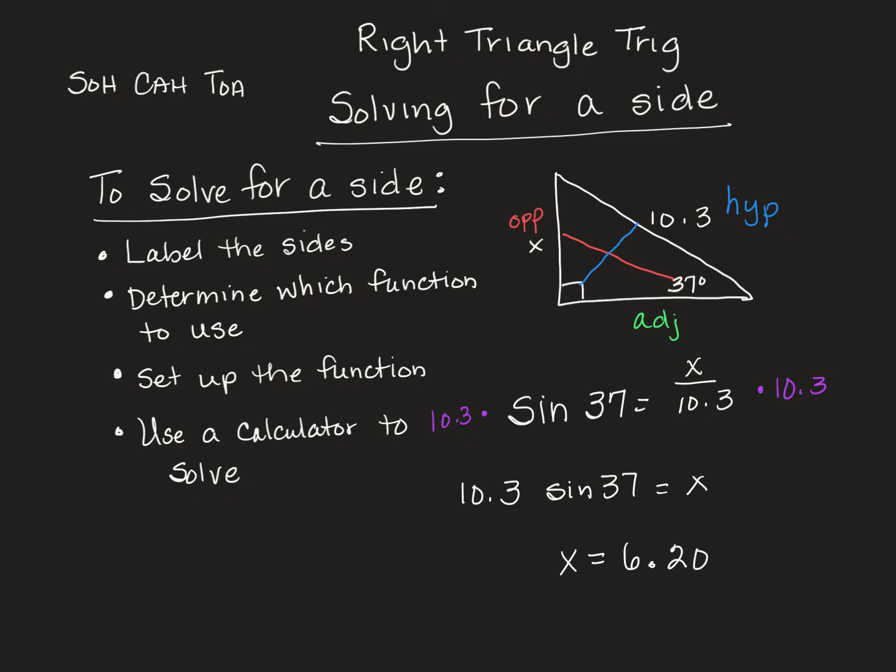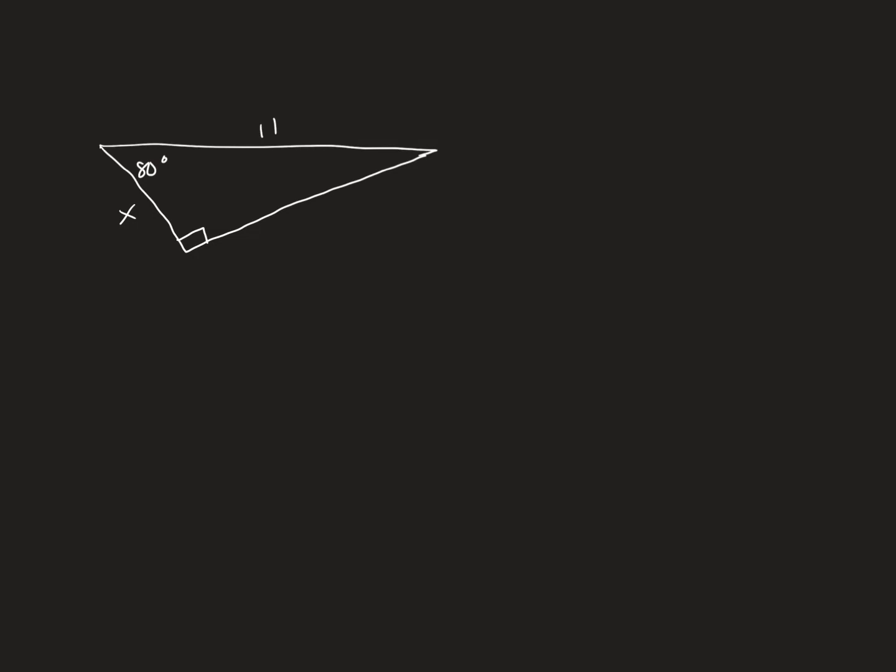Again, give me at least 2 places after the decimal. You can do more, but at least 2. Minimum would be 2. Okay, and that's it. We just solved for our side. Let's try another one. So here's another triangle.